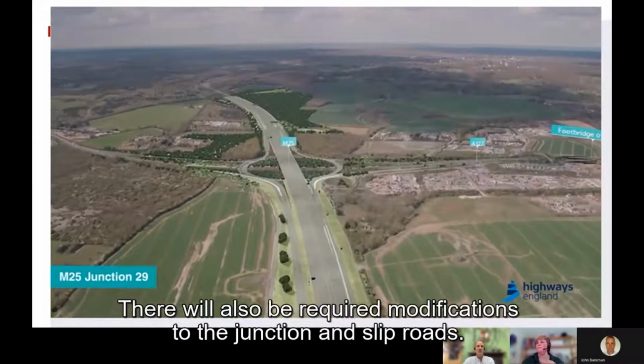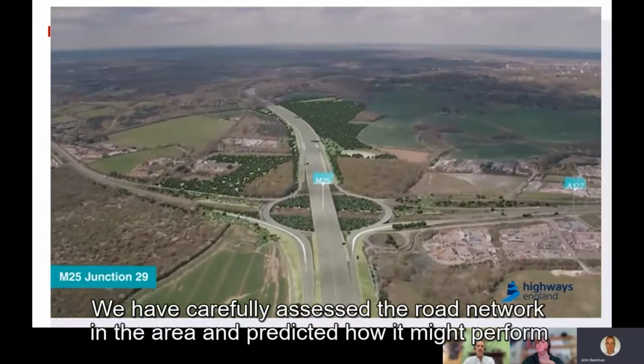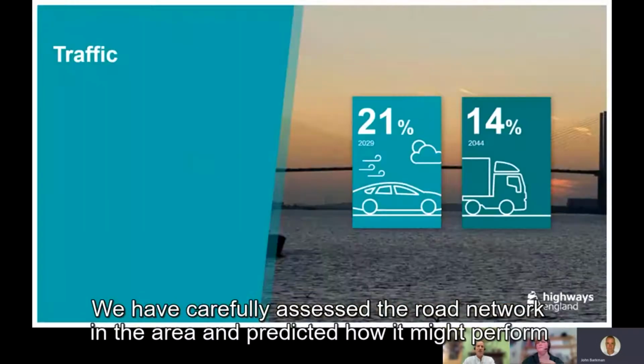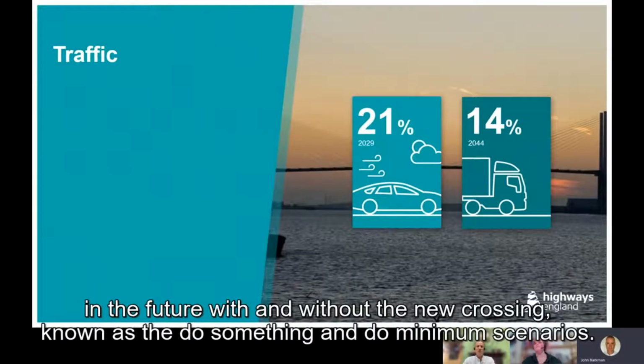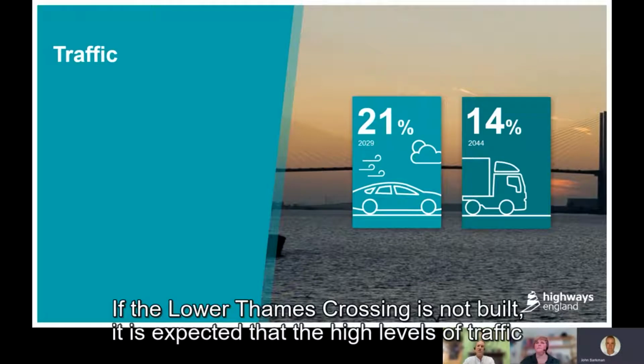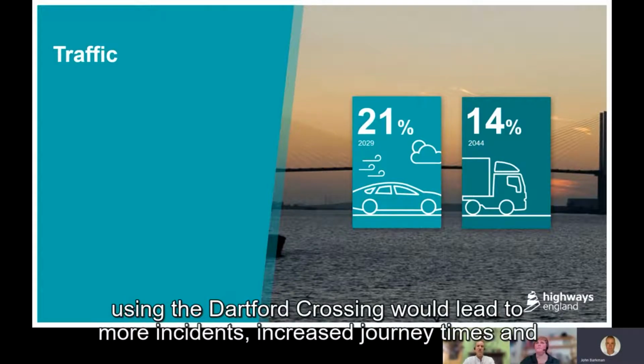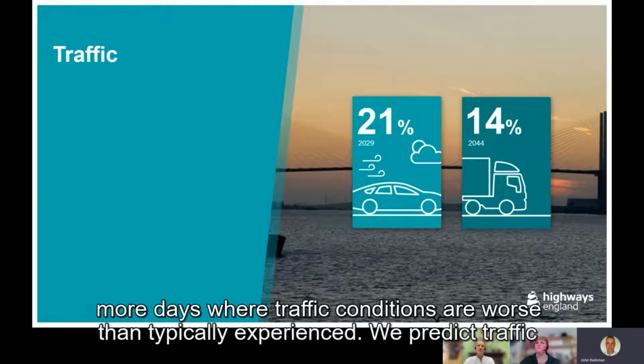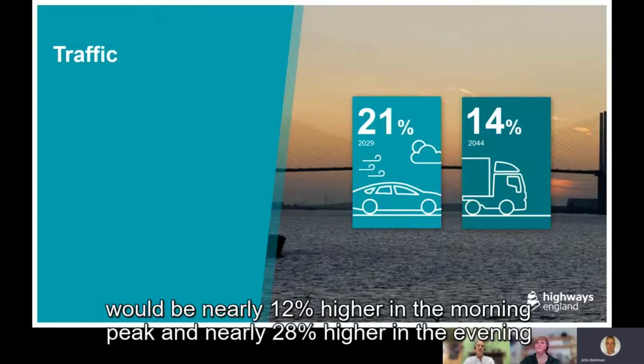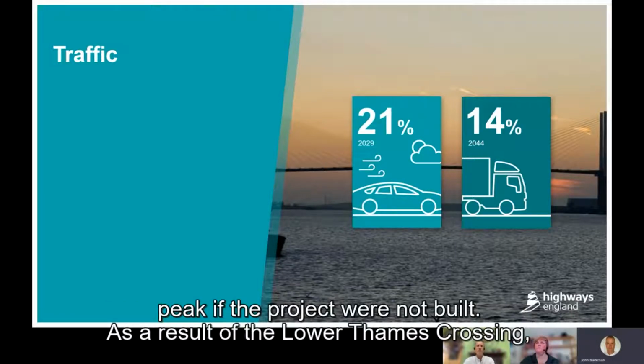We've carefully assessed the road network in the area and predicted how it might perform in the future with and without the new crossing, known as the do something and the do minimum scenarios. If the Lower Thames Crossing is not built, it is expected that the high levels of traffic using the Dartford Crossing would lead to more incidents, increased journey times, and more days where traffic conditions are worse than typically experienced. We predict there would be nearly 12% higher traffic in the morning peak and nearly 28% higher in the evening peak if the project were not built.